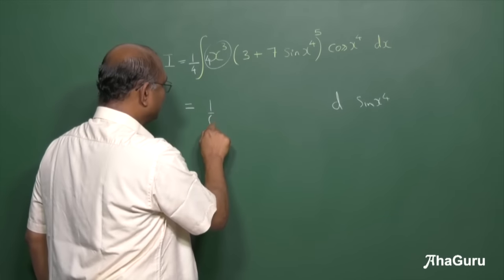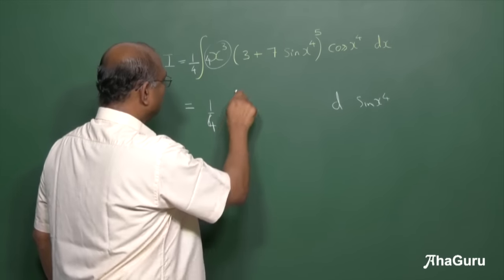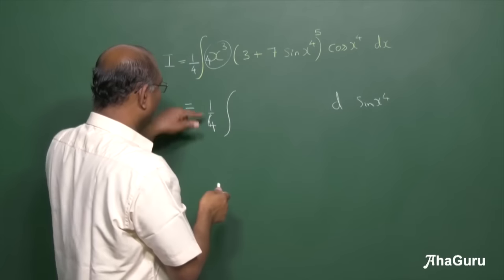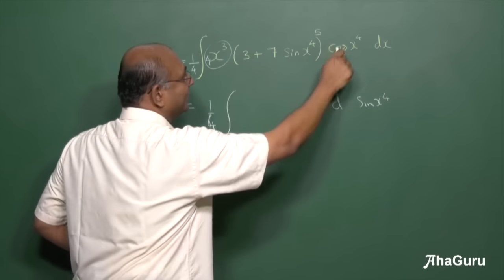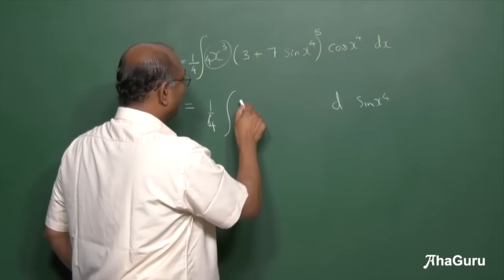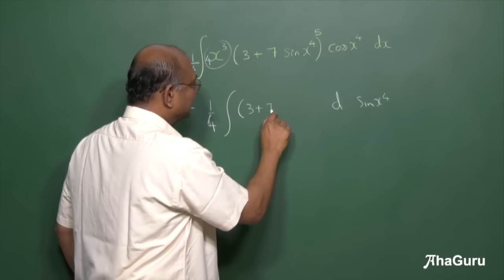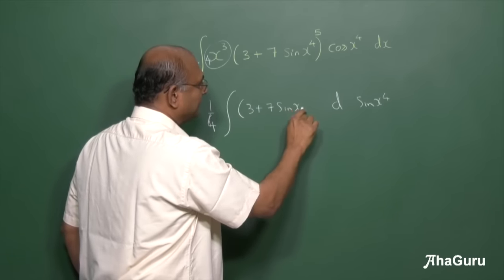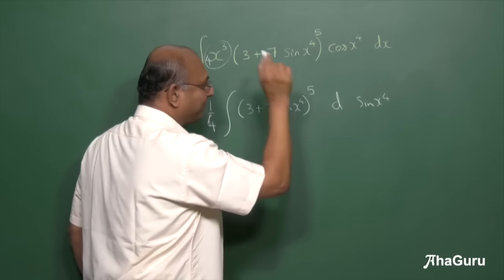So we are skipping a few steps. Don't do that for your school exams, but it's good to learn it this way. So 1 by 4. This has already gone in. That has also gone in. Two things have gone in. What is outside? (3 plus 7 sin x) to the power of 4, to the power of 5.